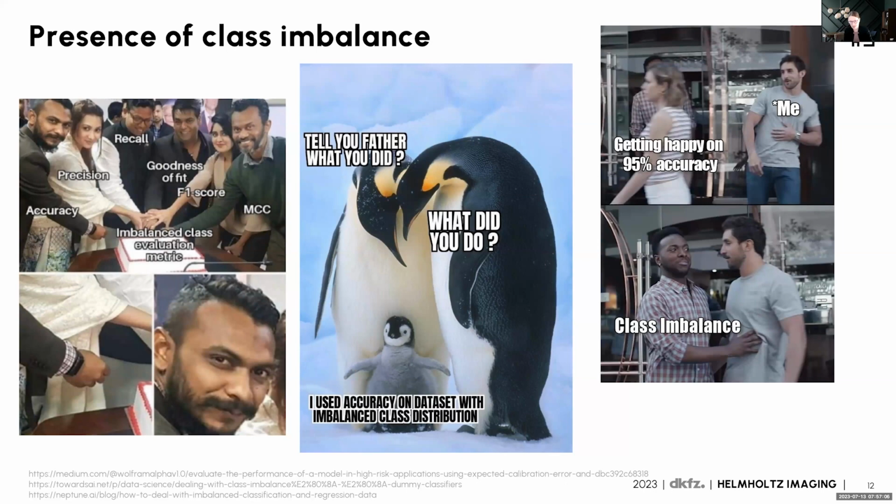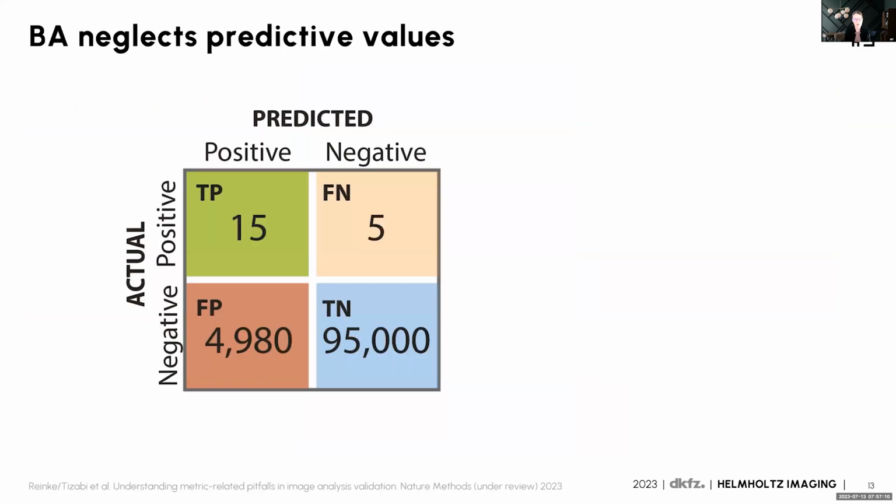But balanced accuracy then has other drawbacks. So here I brought you a confusion matrix. You see we have not so many positive cases, actually many negative cases, and a very high number of false positives. So nearly 5,000 false positive predictions. And think of a scenario like screening. So we want to screen patients, and we have 5,000 patients that are false positive. So very critical in clinical practice.